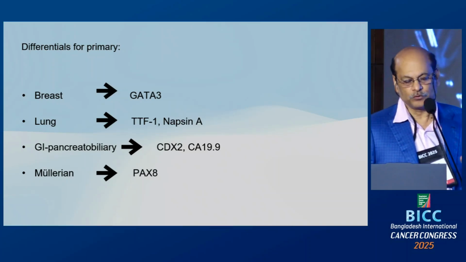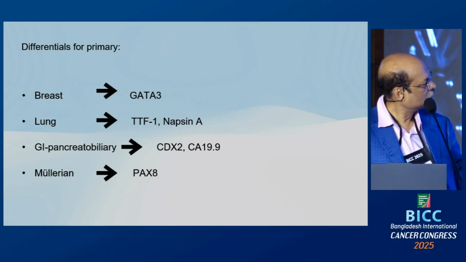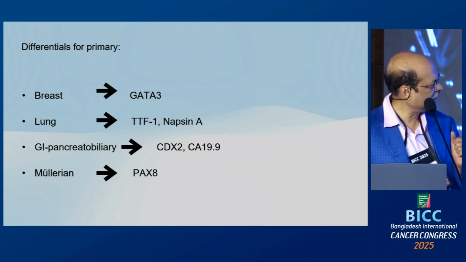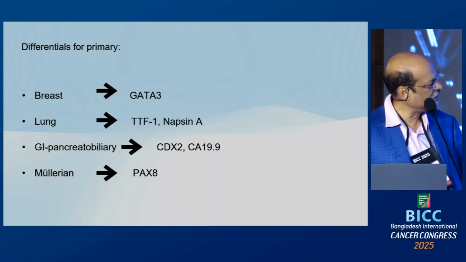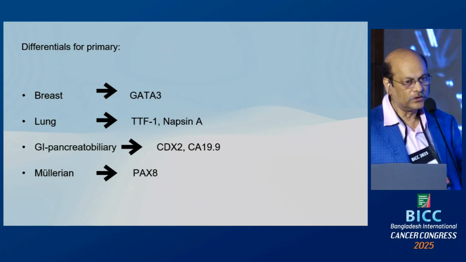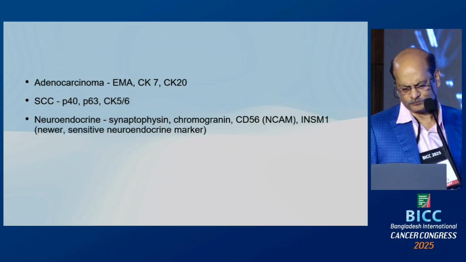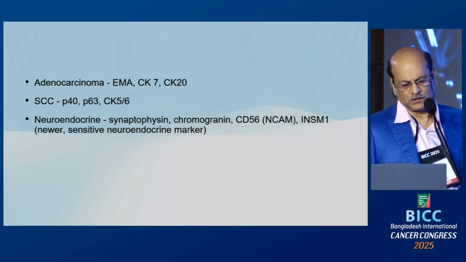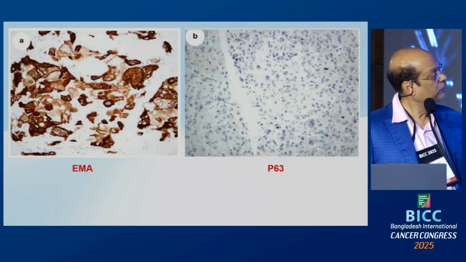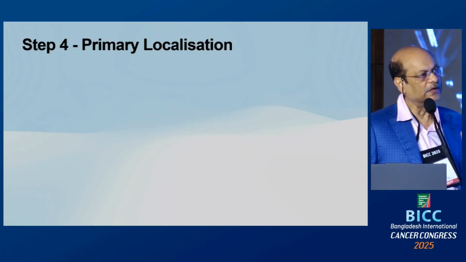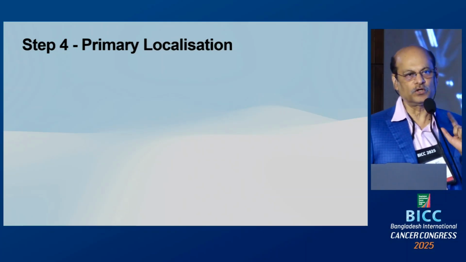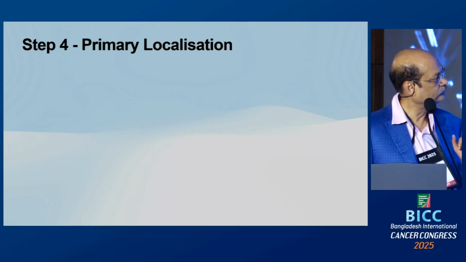So next we have to differentiate the primary. For breast we use GATA3, for lung we use TTF1 and napsin, for GI and pancreatobiliary we use CDX2, CA19.9, and for Mullerian, PAX8. In this particular case, EMA was positive and P63 was negative.